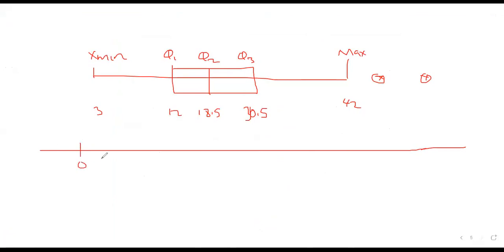This is 0. This is 5. This is 10. This should be 12. 15, 18, 20, 25, 30, 35, 40, 45, 50. So it should just make sense there. This is how we draw the box and whisker plot.